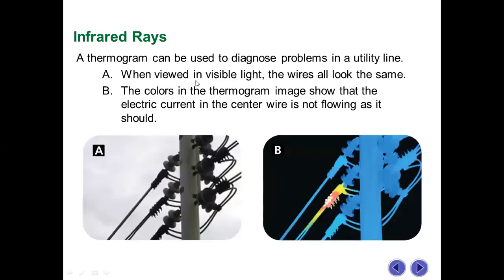A thermograph can be used to diagnose problems in a utility line. When viewed in visible light, the wires all look the same. See, this part has a higher temperature. It means there is a problem in this part. So we can see the cables inside walls, or the cables between posts and pillars, to know which one is broken or which one has a problem.